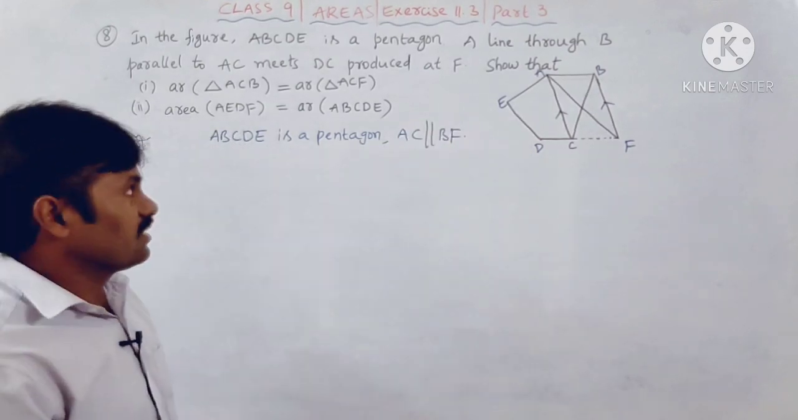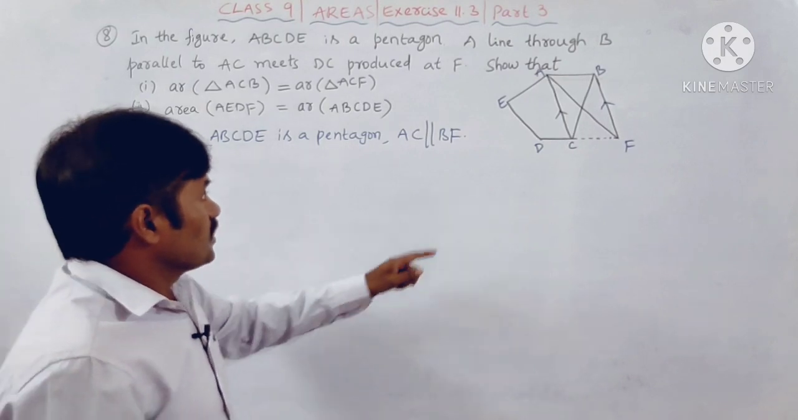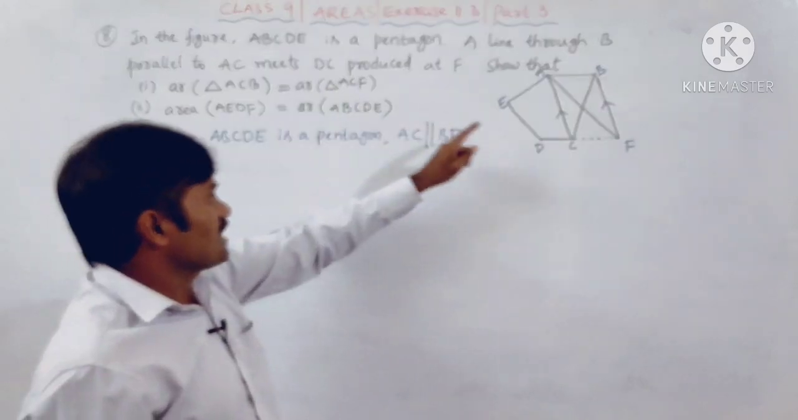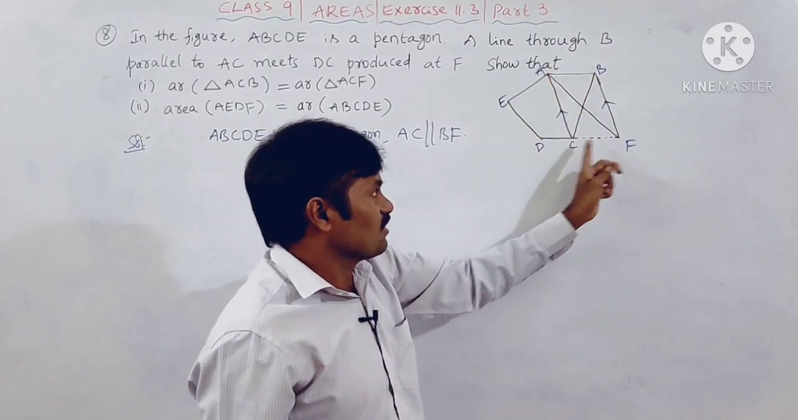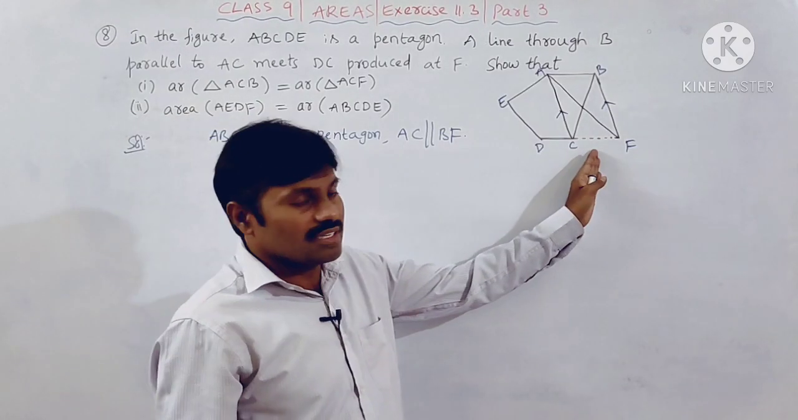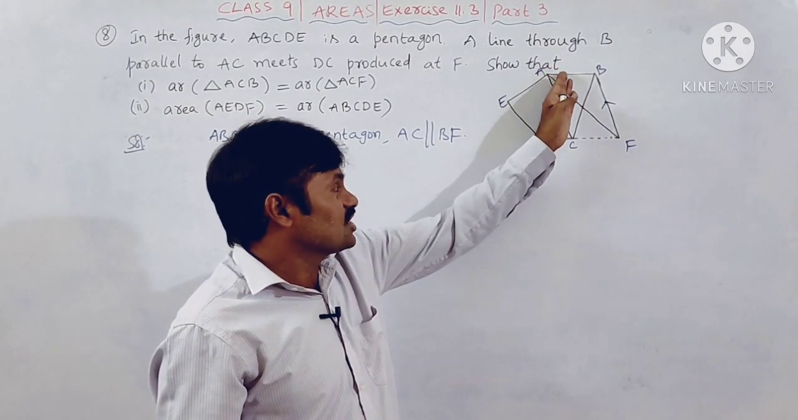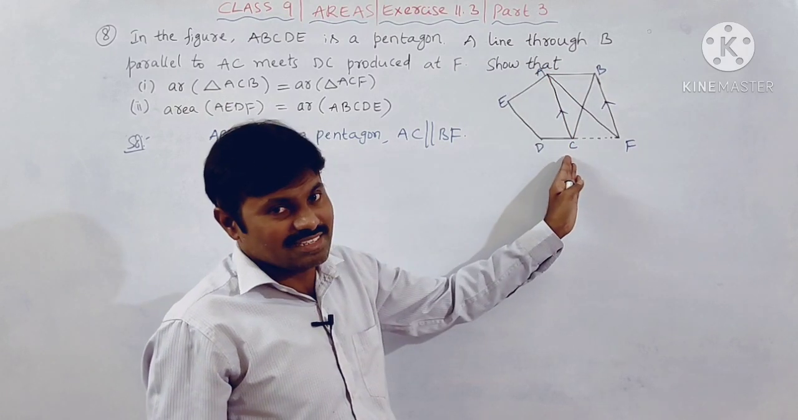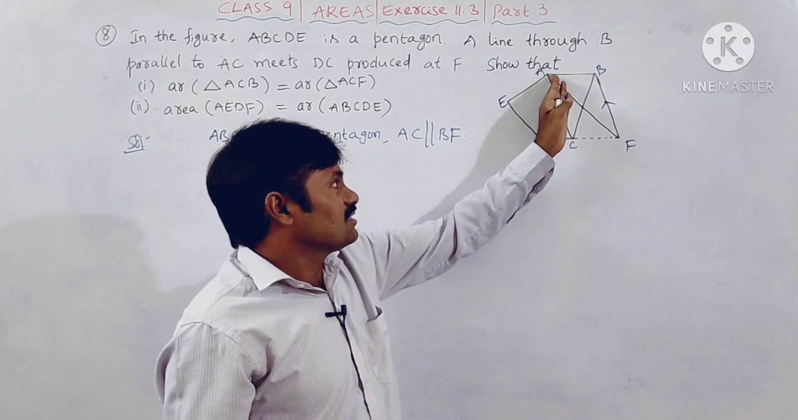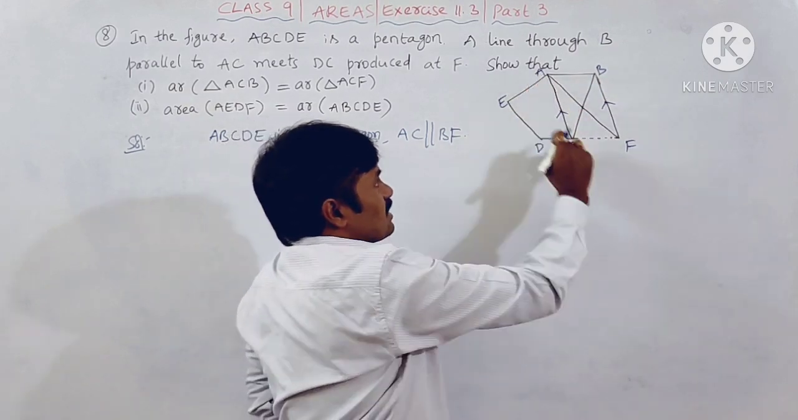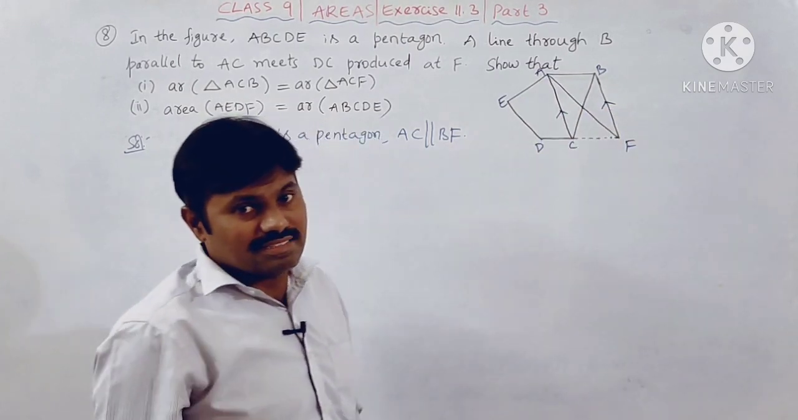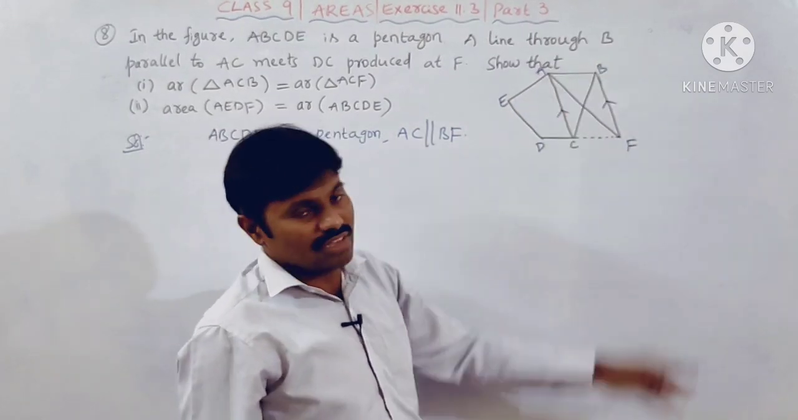Clear. Now you have to compare these two triangles. What are those two triangles? ACB and ACF. If you observe these two triangles, what can we guess here? We can observe clearly these two triangles have the same base AC. AC is the common base, and these two triangles ACB and ACF are on the same base between the same parallels. What are those parallels? AC and BF.